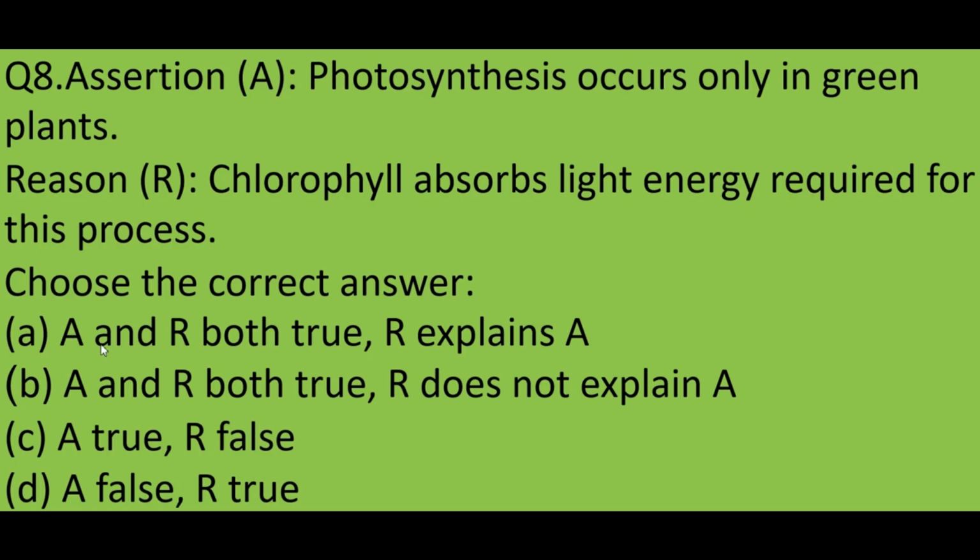Option A, both A and R are true, and R is the correct explanation for A. Option B, both A and R are true, but R is not the complete explanation of A. And option C, A is true, R is false. And the last option D is A is false but R is true. So you have to choose which is the correct from this.